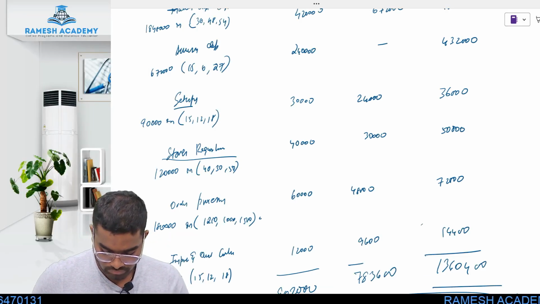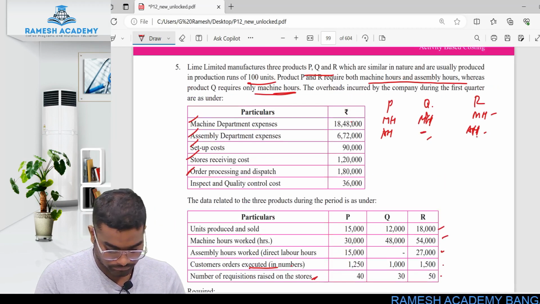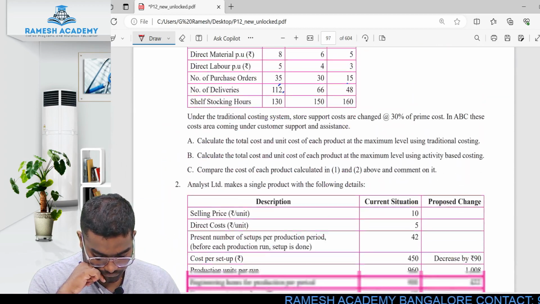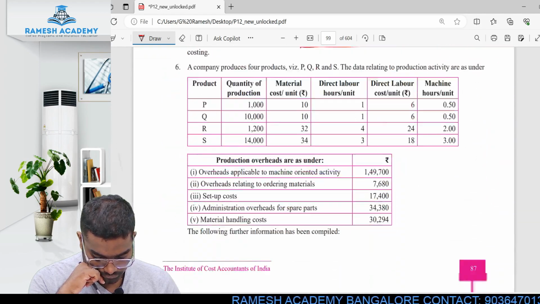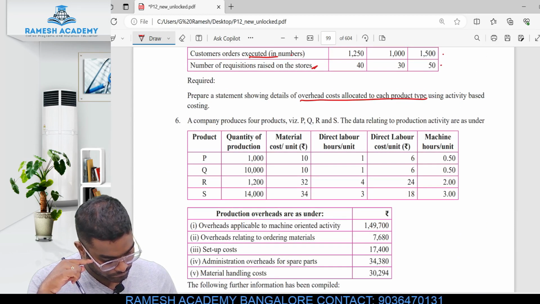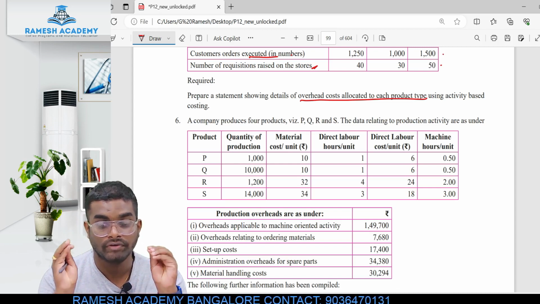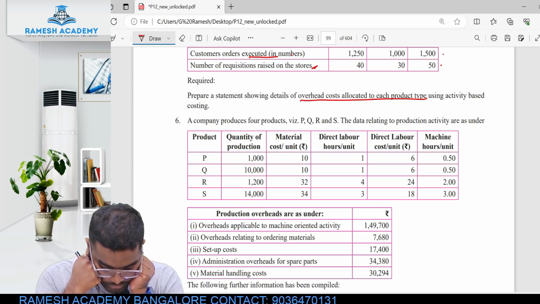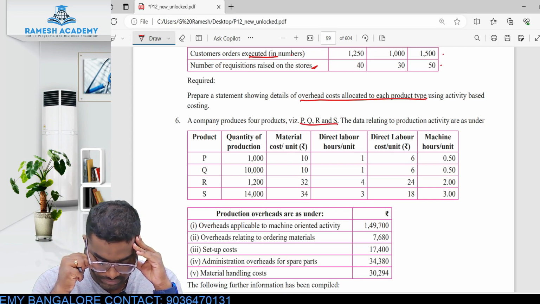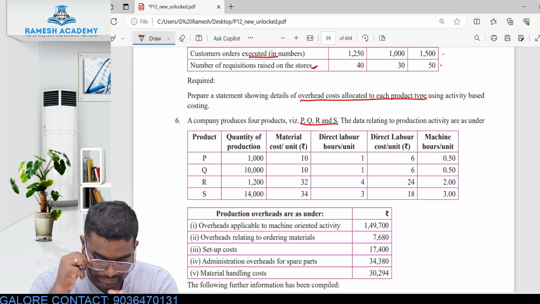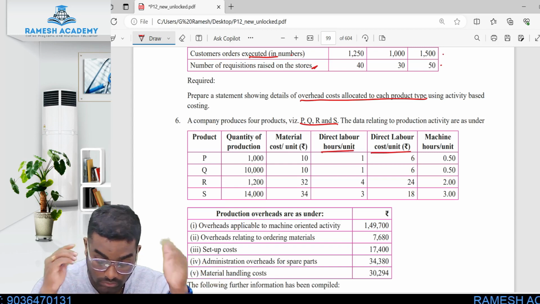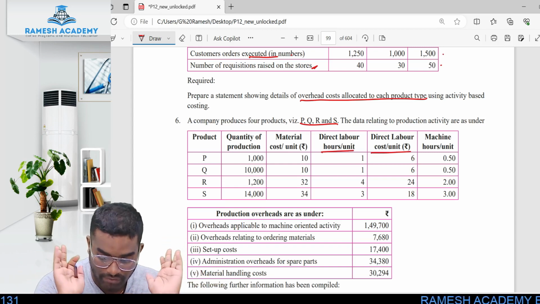So next we'll try the sixth one. So sixth one is simple. So everything I am telling simple because we have done everything. So every concept of ABC we have covered. A company produces 4 products PQRS. The data relating to the production activity is as under: quantity of production, material, labor hours, labor cost. They have given labor hours also, and labor cost per unit also. They are not given per hour rate, they are given per unit rate.